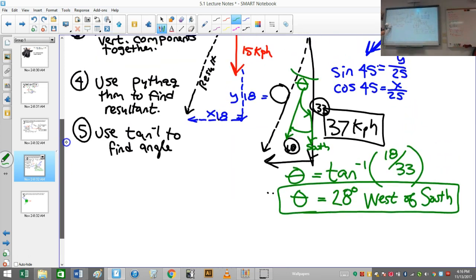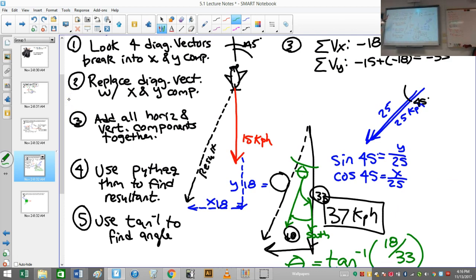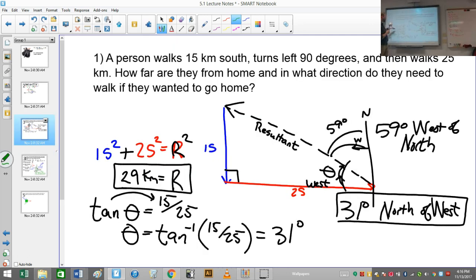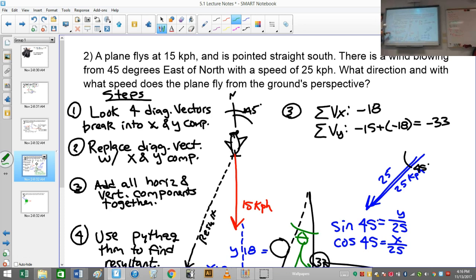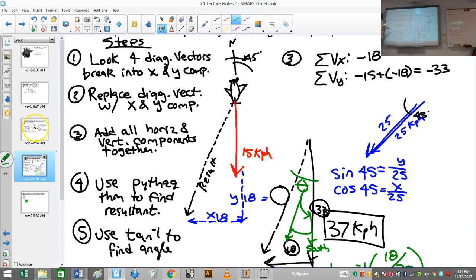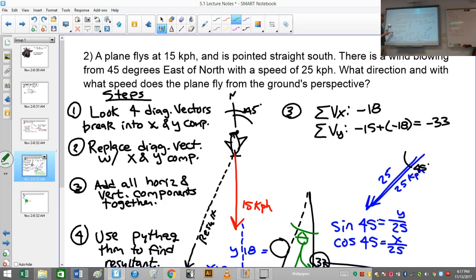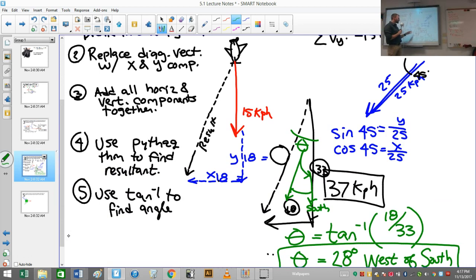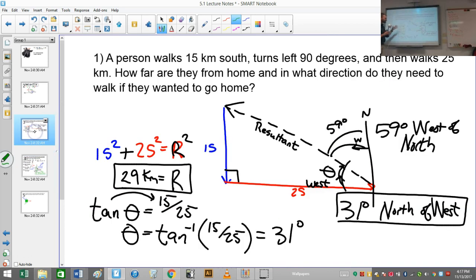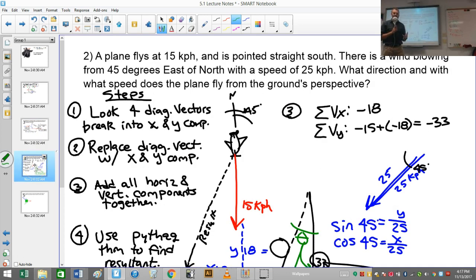Now just take a look at the last problem that we did. It turned out I started off with number 3. All of the components were horizontal and vertical. Then I used the Pythagorean theorem, step 4, to find the resultant. That's what I did. I used the Pythagorean theorem. And then step 5, I used the inverse tangent to find the angle. And that's what I did here. I used the inverse tangent to find the angle. So these problems are all very similar. Some of them are a lot more involved than the others, but they're all following these same steps.